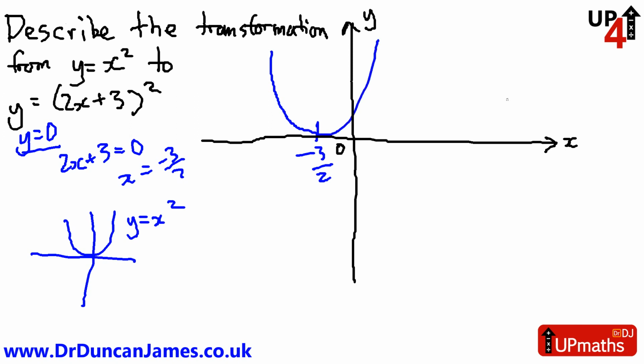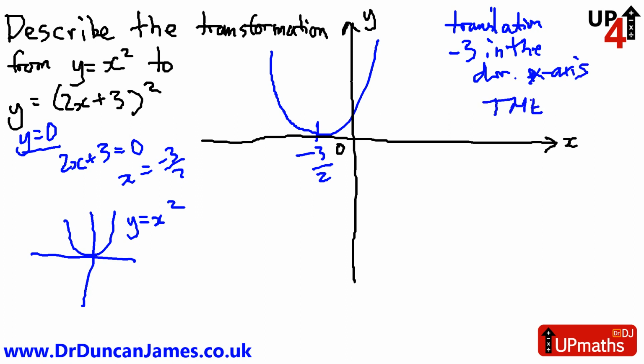So clearly it's a translation of minus 3 in the direction of the x-axis, then a stretch of times a half, because if you're doing something to the x, it kind of has the opposite effect. That's why it's minus 3 translation, and that's why it's a times a half stretch. Then times 3 stretch, times 3 in direction of x-axis.